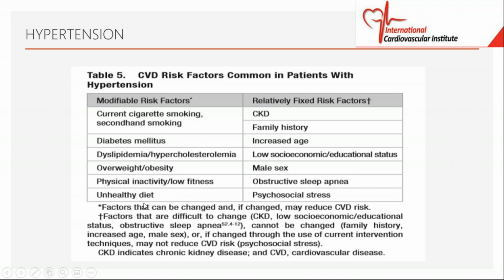So we're gonna look at diet, because diet is crucial. Diet is very, very crucial in hypertension and cardiovascular health. So we're gonna spend some time going over diets. And these are some relatively fixed risk factors: chronic kidney disease, family history, increased age, low socioeconomic and education status, male sex, obstructive sleep apnea is big. You know about obstructive sleep apnea, psychosocial stress.